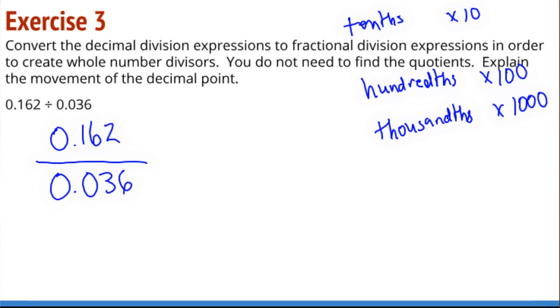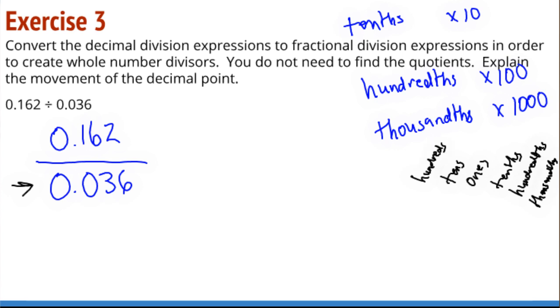So I need a whole number divisor. I need this to be a whole number. So I've got my thousandths, and I know you won't be able to read the writing there. I'm writing small. Hundredths, tenths, ones, tens, hundreds, thousands. So I have this 36 thousandths. So in the thousandths place, I have the 6, and I've got a 3 in the hundredths, I've got nothing in the tenths, and I've got nothing in the ones.